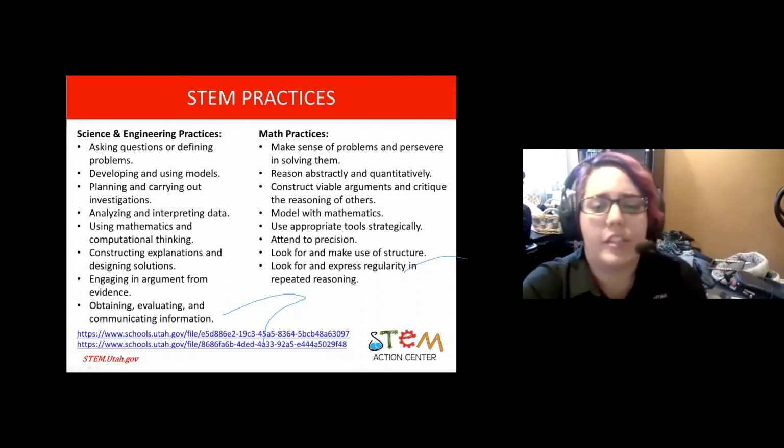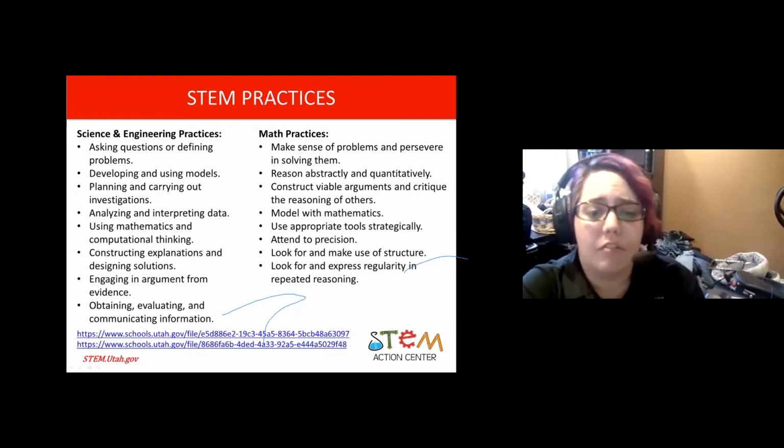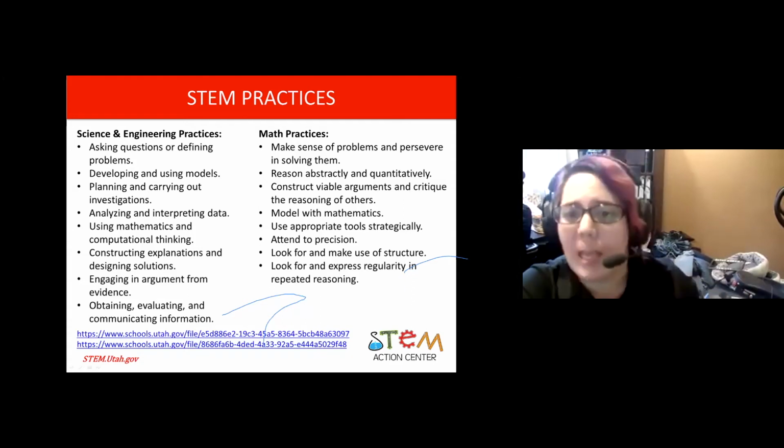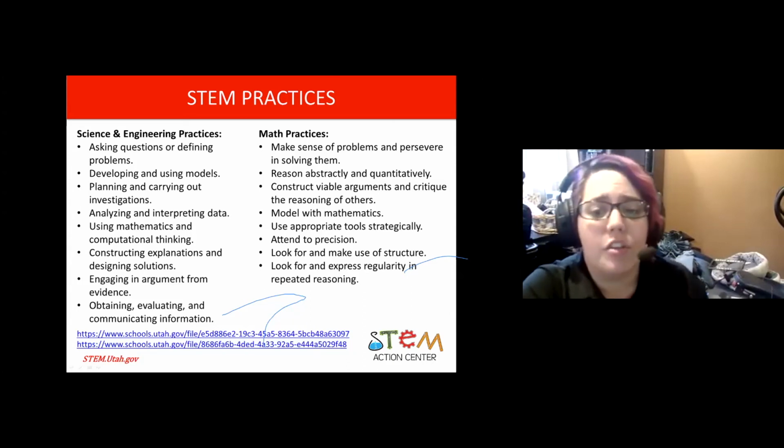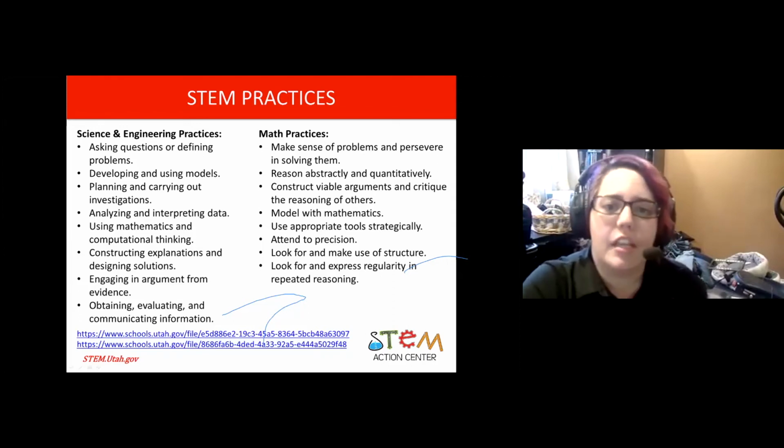Looking for and making use of structure, right? It's pretty self-explanatory. They're trying to find patterns. And the same with the next one. Express regularity and repeated reasoning. What things are consistently the same? What things change all the time, right? Those are skills that you need in order to be able to solve a geometry problem, but they're skills that you can practice in your real world.